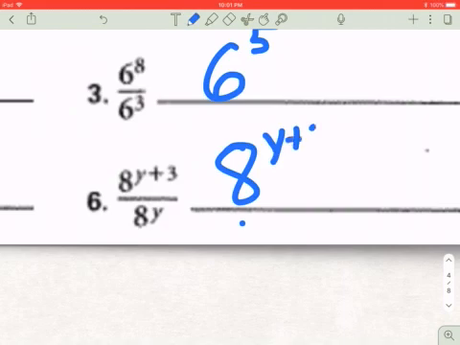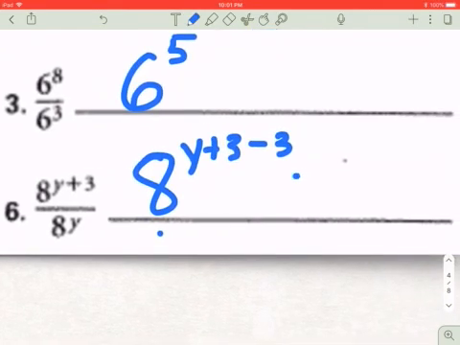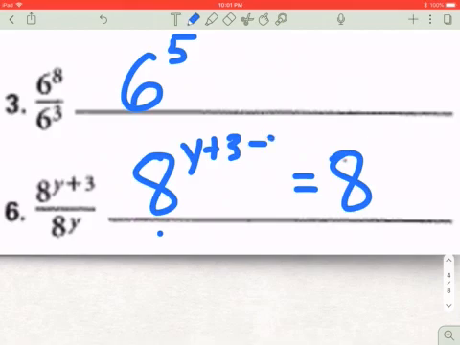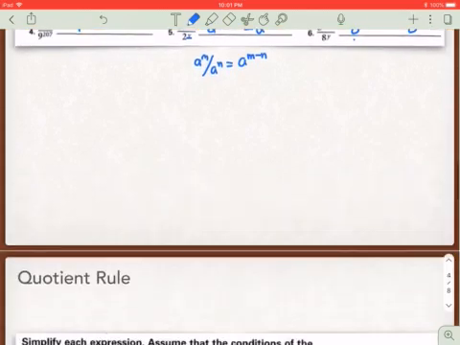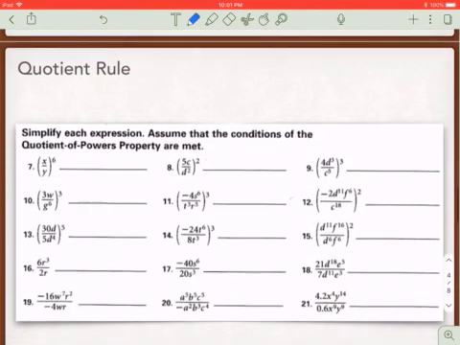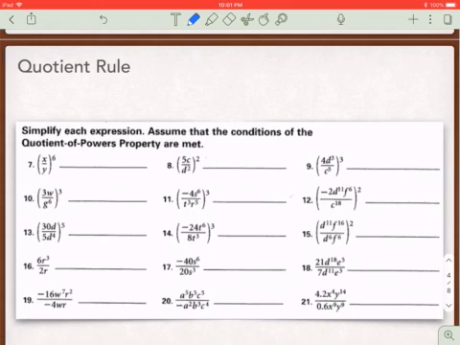8 to the y plus 3 minus my denominator exponent, which is 3, which would leave me with just 8 to the y, that's not the y, that's a 3 there, 8 to the third. I am not very worried about 5 and 6, guys. I put it on there because your textbook had it in a couple places, but mainly if you can remember, just subtract the exponents, you're good there. Let's try a few more of these, and I think we'll be good.